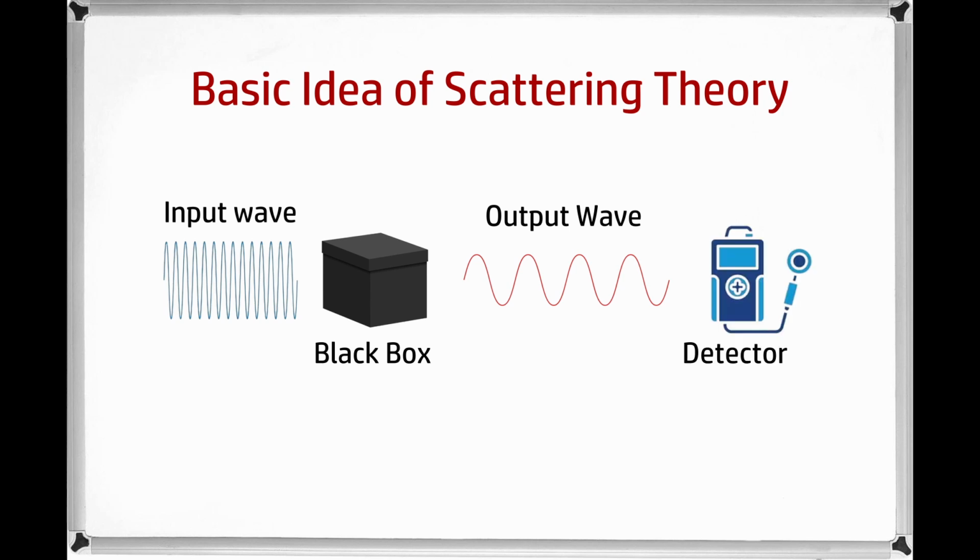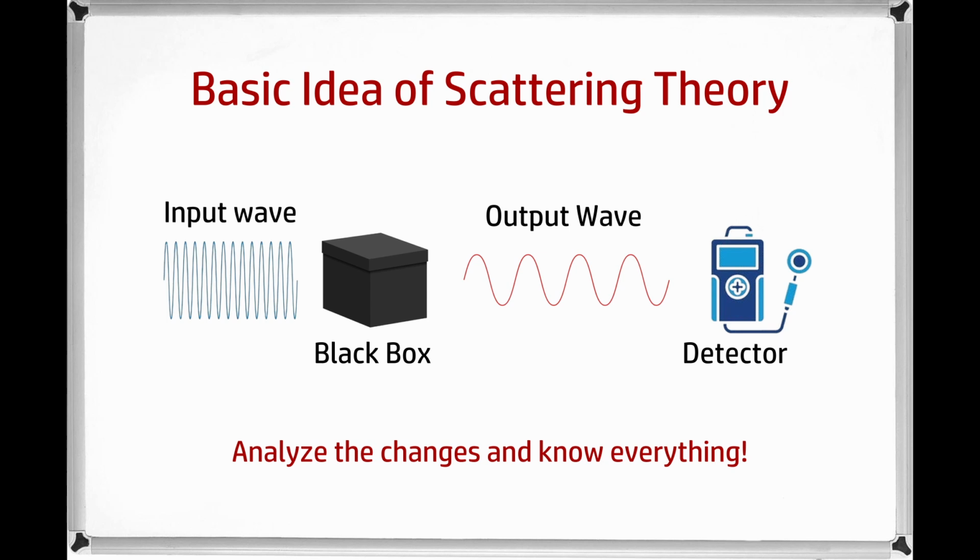Now, you study how your output has changed relative to your input. Did the intensity change? Were there any phase shifts? Did new particles appear? From this comparison, you infer the properties and interaction potential of your black box. This is the essence of scattering theory: learning about an unknown system indirectly through how it modifies an incoming wave.